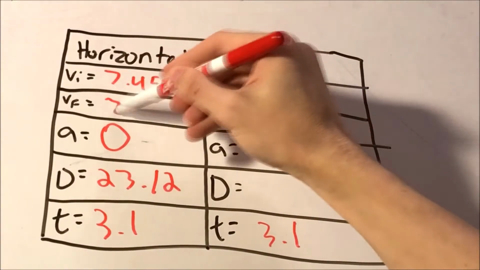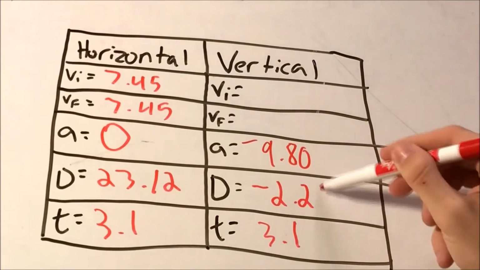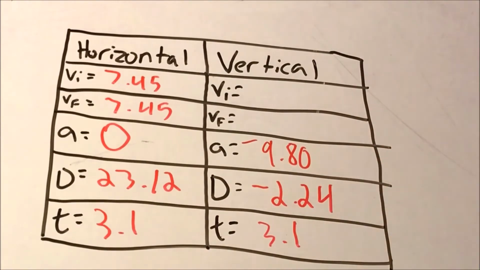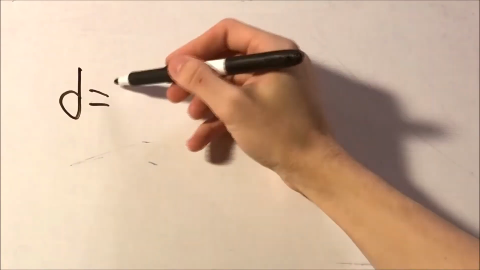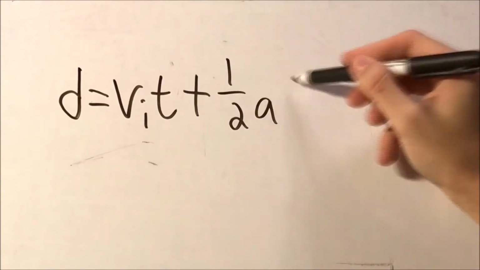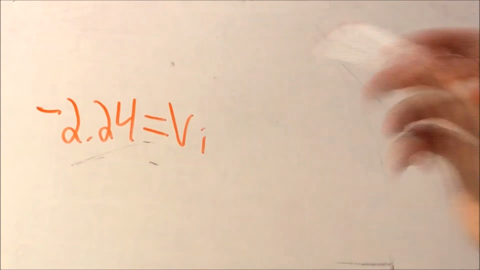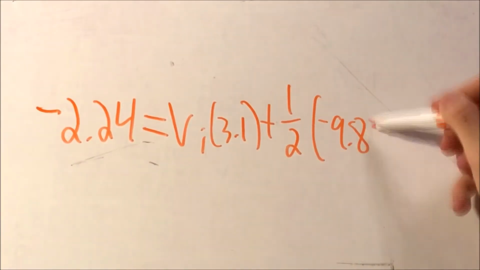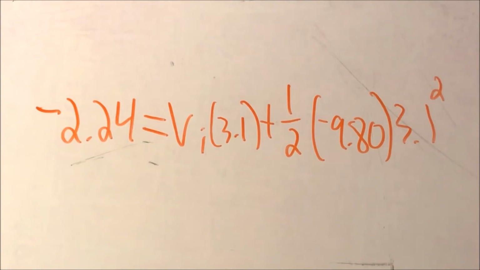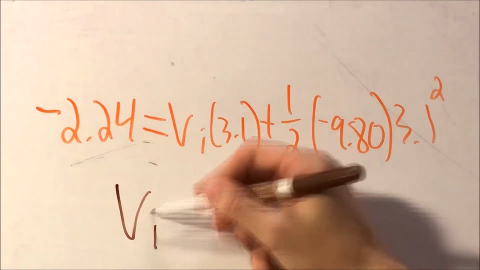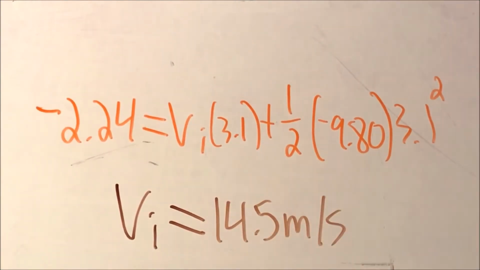The vertical displacement was found by using the launch height of someone who is similar in height to the professional. We use the same equations as before to get negative 2.24 equals v_i times 3.1 plus 1/2 times negative 9.80 times 3.1 squared, to get an initial velocity of 14.5 meters per second.